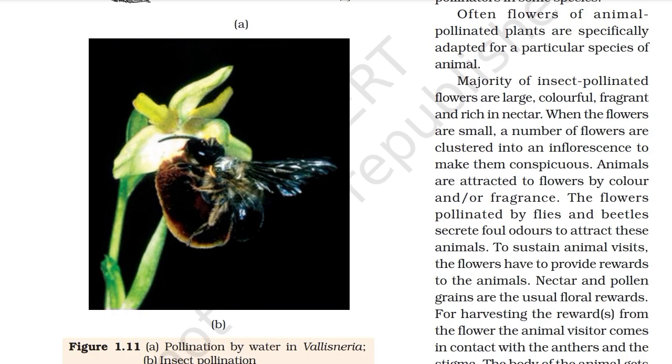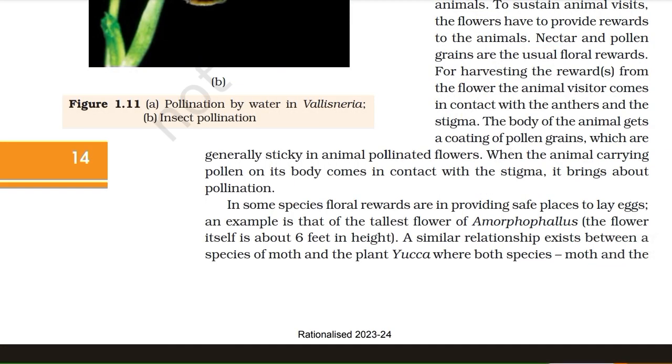To sustain animal visits, the flowers have to provide rewards to animals. Nectar and pollen grains are the usual floral rewards. For harvesting the rewards from the flower, the animal visitors come in contact with the anthers and the stigma. The body of the animal gets a coating of pollen grains, which are generally sticky in animal-pollinated flowers. When the animal carrying pollen on its body comes in contact with the stigma, it brings about pollination.